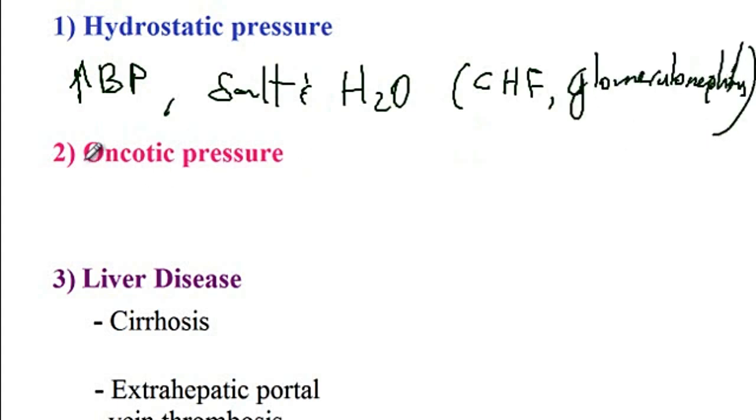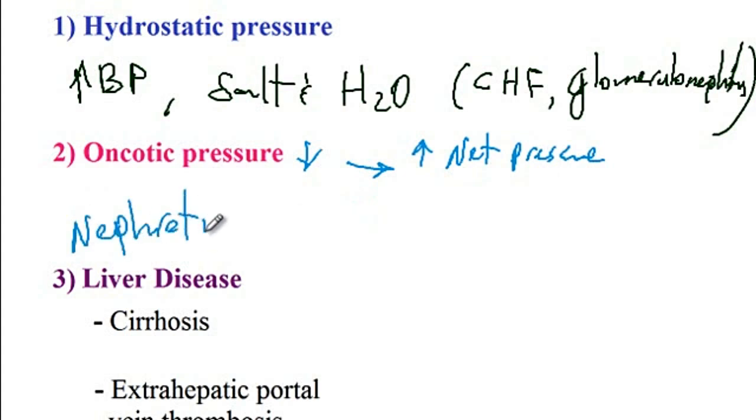And then conditions that will decrease the oncotic pressure, as a consequence of which there would be increased net pressure, and so there would be fluid leakage from the capillaries into the interstitial space, include hypoalbuminemia. Conditions that cause hypoalbuminemia include, for instance, nephrotic syndrome, where there is more than 3.5 grams of protein excretion in the urine per day, as a consequence of which there would be low albumin, low oncotic pressure, and thus fluid will leak from the capillaries out into the interstitial space.